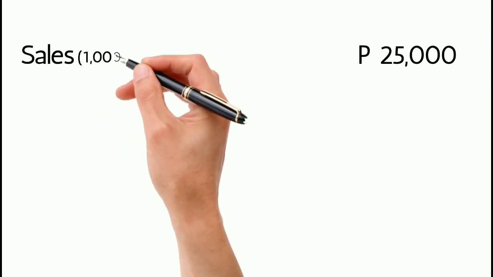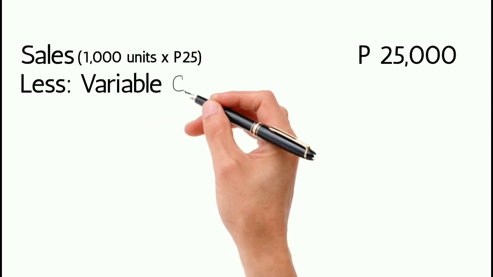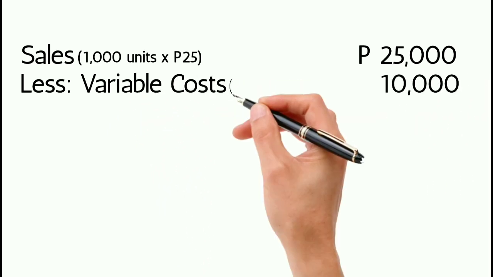I-check na natin kung tama yung break-even point in units na 1,000 units at break-even point in pesos na 25,000 pesos. Dapat ang lalabas na profit or loss ay 0. Kasi nga, at the break-even point, walang profit at walang loss. So the sales amount to 25,000 pesos. That is 1,000 units times 25 pesos. Ililas natin yung variable cost na 10,000 pesos.